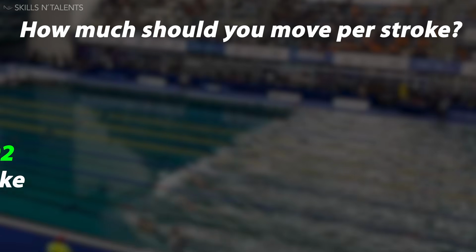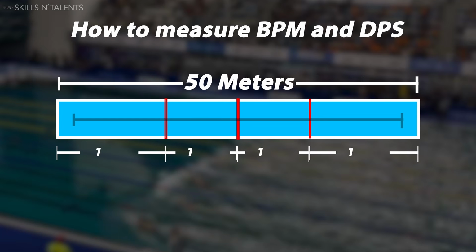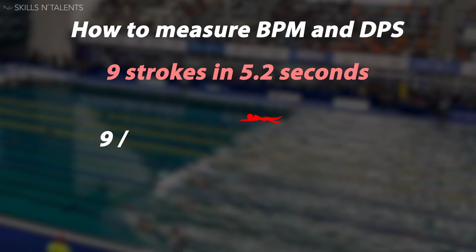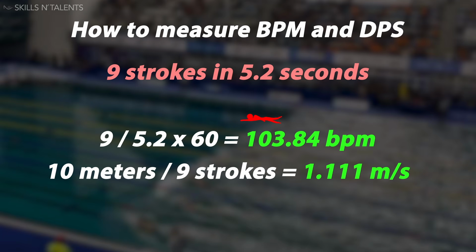You can measure your BPM or distance per stroke by counting how many strokes and seconds it takes you to swim 10 meters in a 100-meter race, say from the 50-meter mark to the 25 meters, or the wall if it's short course. Then divide the number of strokes by the seconds it took and multiply it by 60. To get the distance you travel for every stroke, divide the distance traveled by the strokes taken.